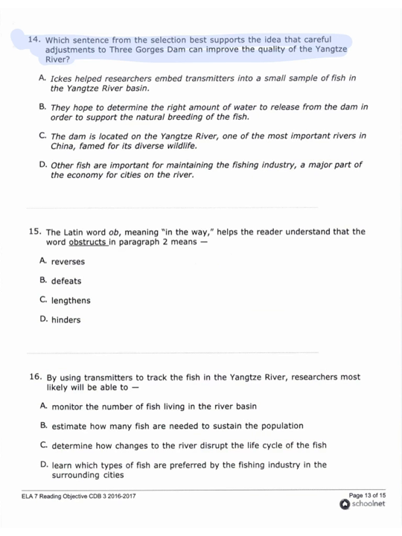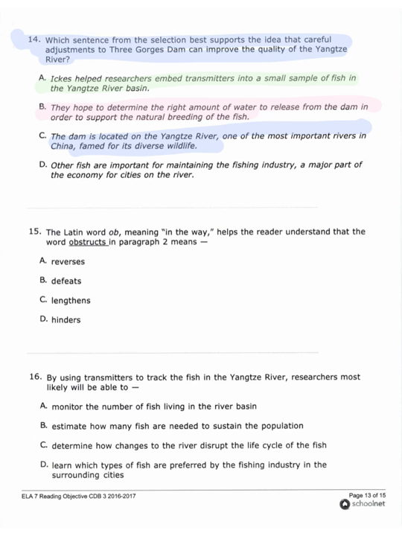Number 14. Which sentence from the selection best supports the idea that careful adjustments to Three Gorges Dam can improve the quality of the Yangtze River? A. Ickles helped researchers embed transmitters into a small sample of fish in the Yangtze River basin. B. They hope to determine the right amount of water to release from the dam in order to support the natural breeding of the fish.